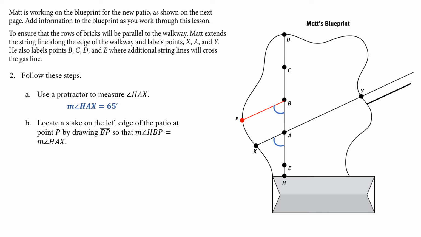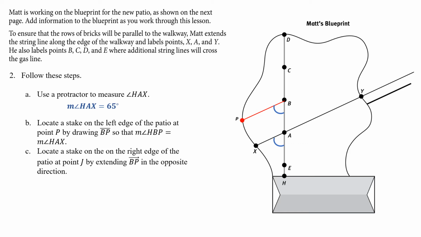Why did we want a 65-degree angle? We'll talk about that in a second. The reason we wanted the measure of angle HBP to be the same as the measure of angle HAX probably has something to do with the type of angles they are, and if two angles have the same measure, we know they're congruent, so that tells us something as well.